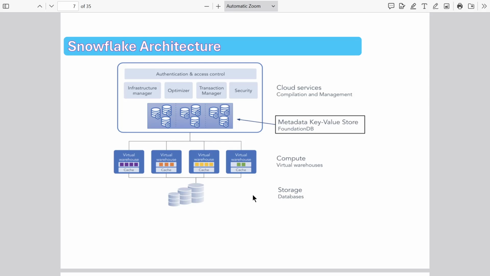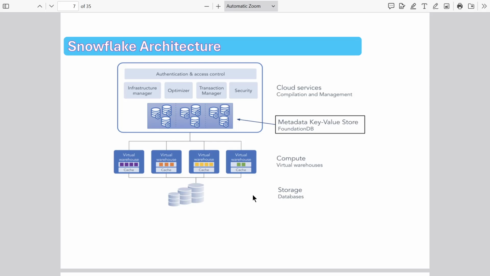Basically, to access the database, we are using the three-layer architecture. One is authentication and access control. From then onwards, we get the metadata key value store. Correct. From the metadata key value store to the compute virtual warehouses. From there onwards, we are accessing the storage databases.